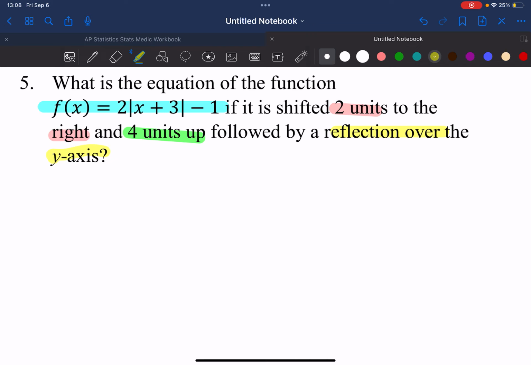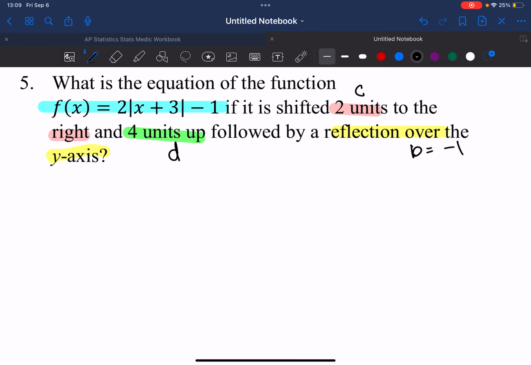So first, it's getting shifted 2 to the right. Okay, 2 to the right. So that means I need to add 2 to my C value. Okay. 4 up means I'm going to add 4 to my D value, and reflect over the y-axis means that my B value is negative.